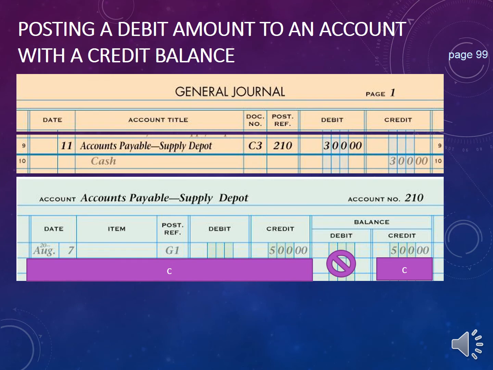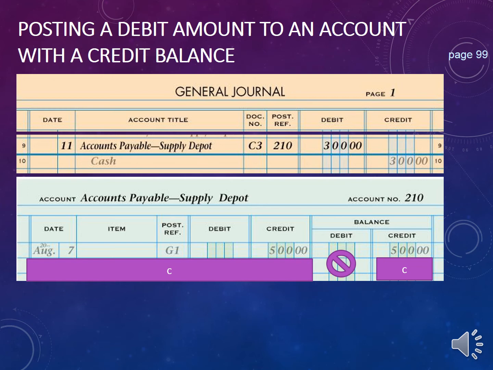How to post an amount to an account that has a credit balance. If you look at our general journal on line 9, on August 11th, we paid cash to Supply Depot on account. Notice the account has been debited for $300. When we go down to the accounts payable Supply Depot account in the general ledger, we first notice that there is an entry before the 11th. On the 7th, it was credited for $500 and its balance is $500 credit.